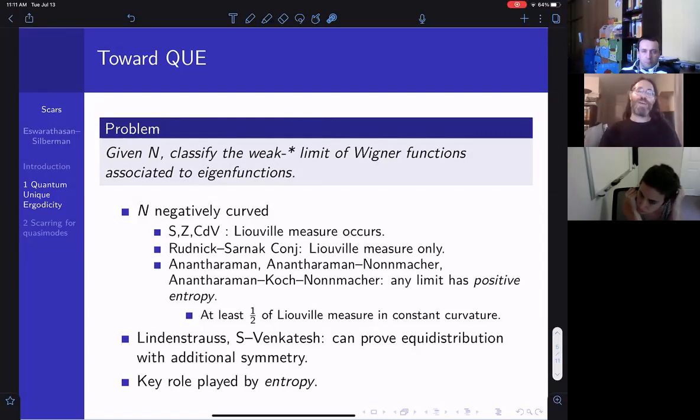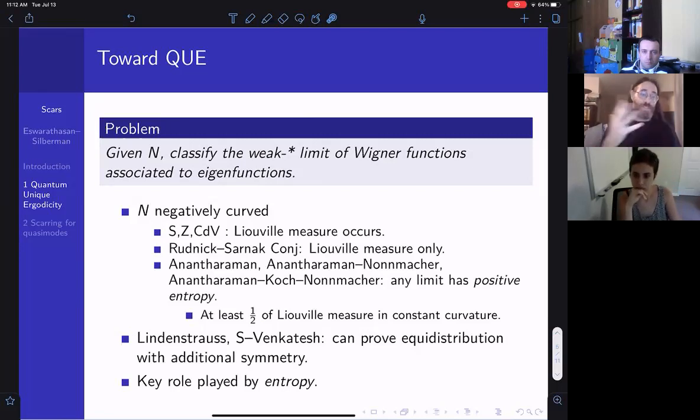So for example, if I take a totally geodesic hyperbolic submanifold, and I take the obvious singular measure supported on that hypersurface, the volume measure of that hypersurface, the Hausdorff measure, then the entropy of that is proportional to the dimension of the hypersurface. So for that reason, you can think of it as more or less the dimension of the support. That's literally true in many ways if your measure is ergodic, but otherwise it's not quite true. But anyway, this is a strong restriction. And in constant curvature, it says that in some sense we get at least half of Liouville measure.